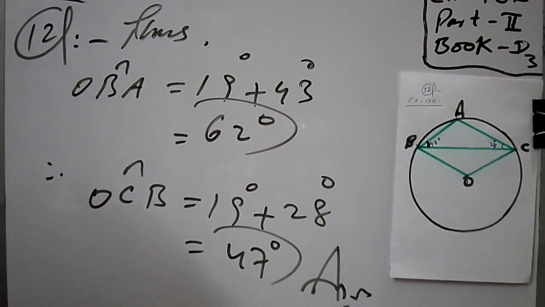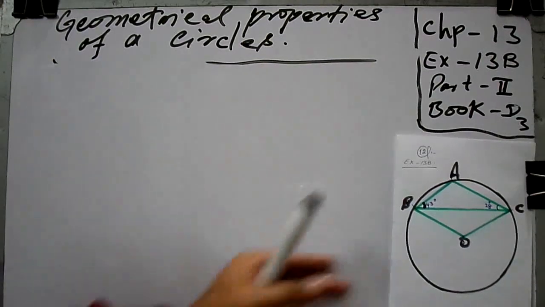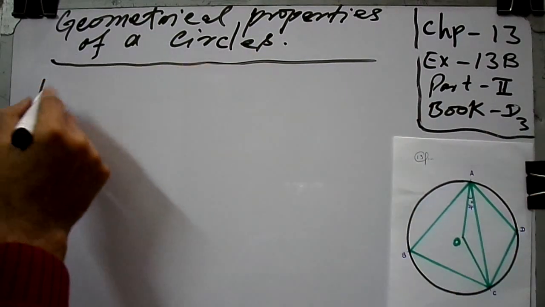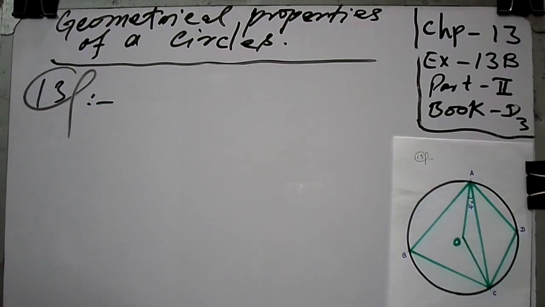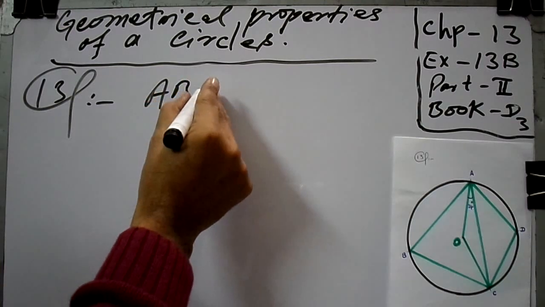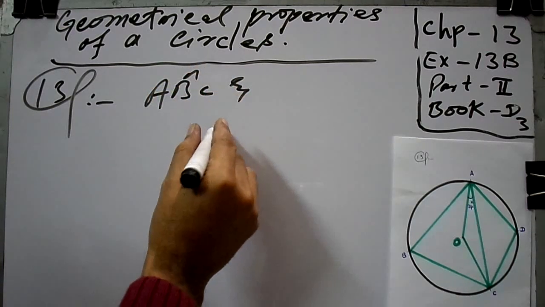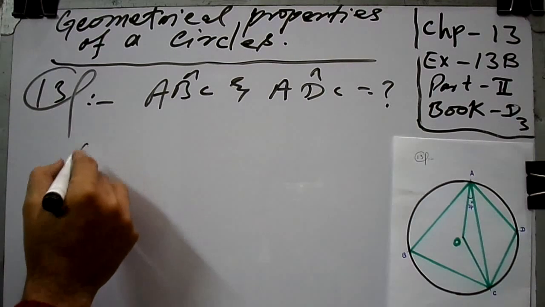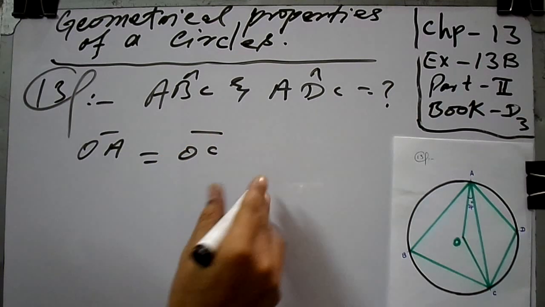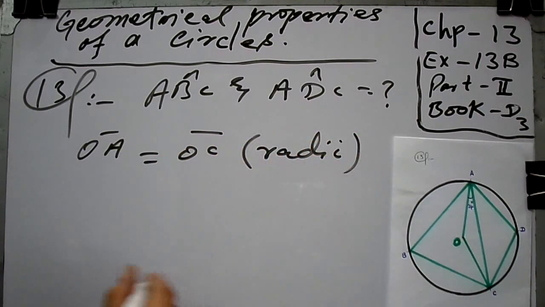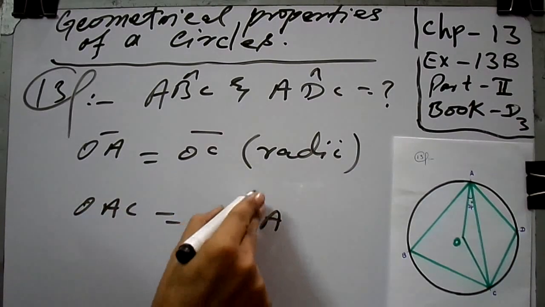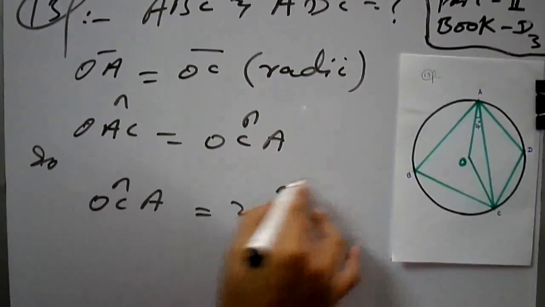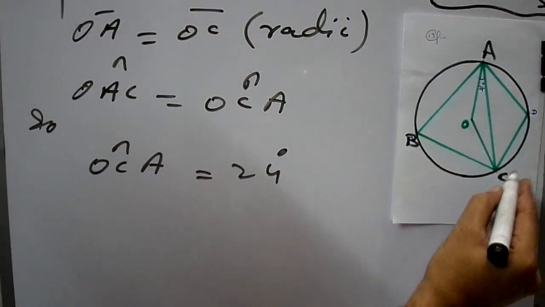Coming to the question number 13. In question number 13, you can see another diagram, this type of diagram you can see here. In this question, we have to find ABC and ADC. Once again you can see in the diagram that OA is equal to OC, that is the radii of the same circle, and angle OAC is equal to OCA. So these angles are congruent. You can see that OCA is given to us, that is 24 degree. That is your angle ABC, that is your 24.